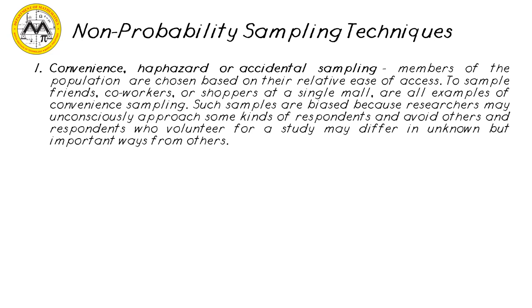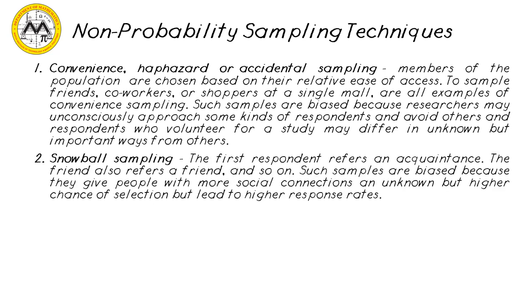So first, convenient sampling. Second is the snowball sampling. For snowball sampling, the first respondent refers to an acquaintance, a friend. The friend also refers a friend, and so on and so forth. Such samples are biased because they give people with more social connections an unknown but higher chance of selection, but lead to higher response rates.